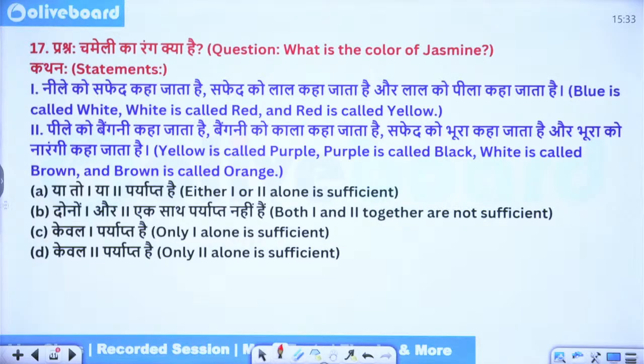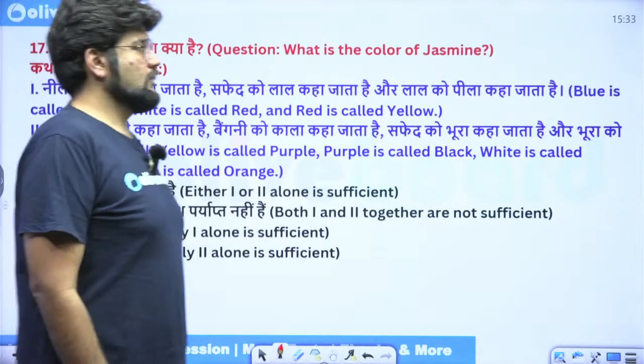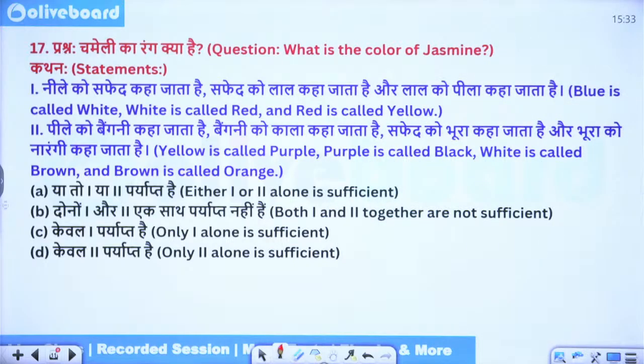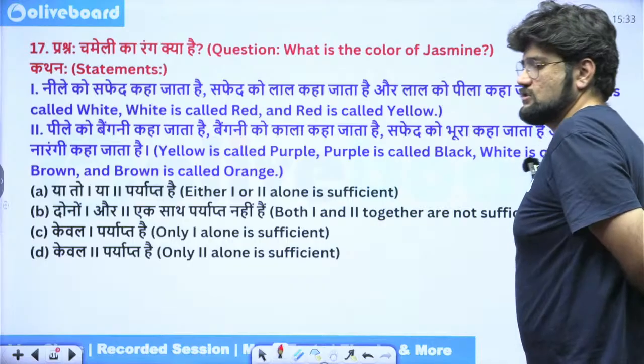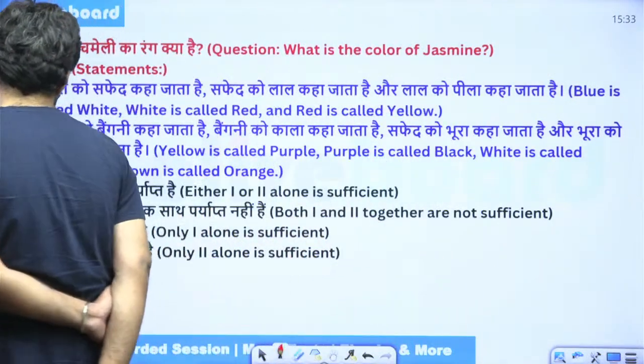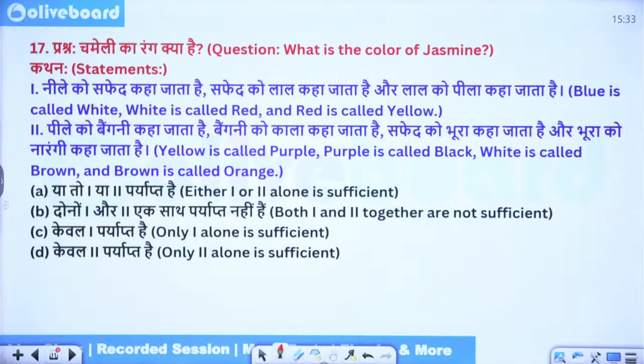What is the color of jasmine? Now this question is slightly modified and it has to clear a doubt for you guys. Data sufficiency might just check whether you can get an answer or not, even if the answers mismatch. Now in this particular question, observe. Okay, I'll show it to you. There is a modification which has been done. Otherwise, the answer would have been different.